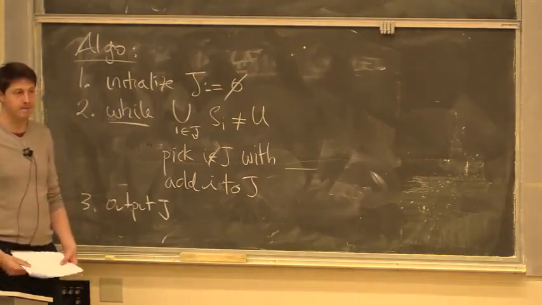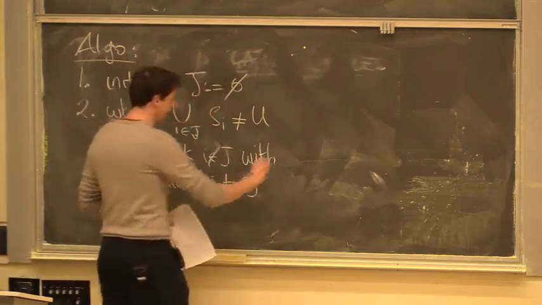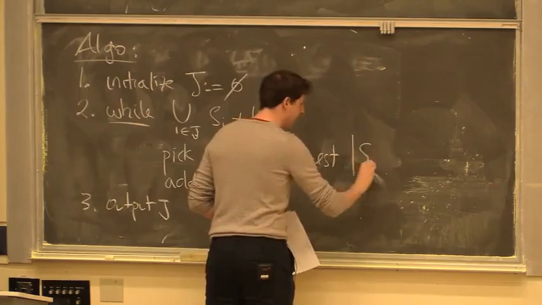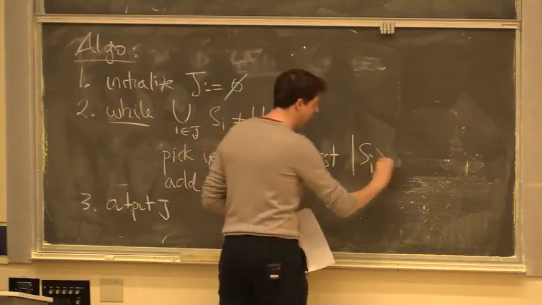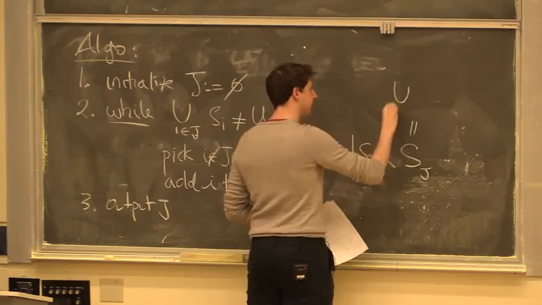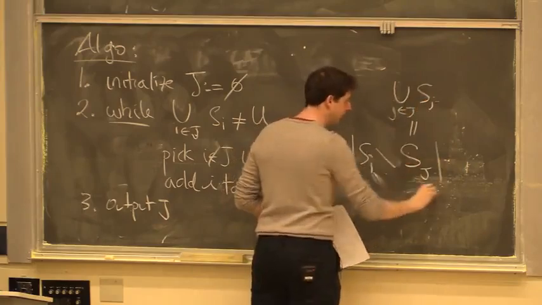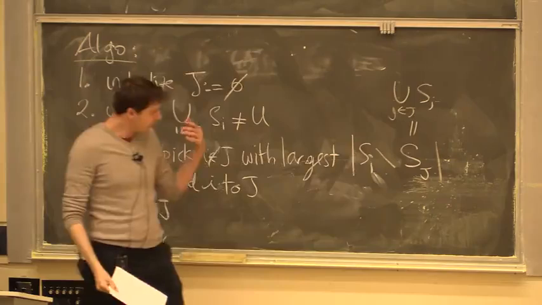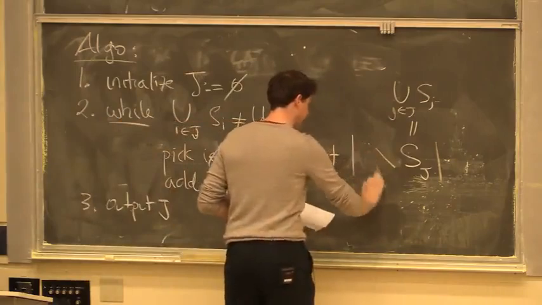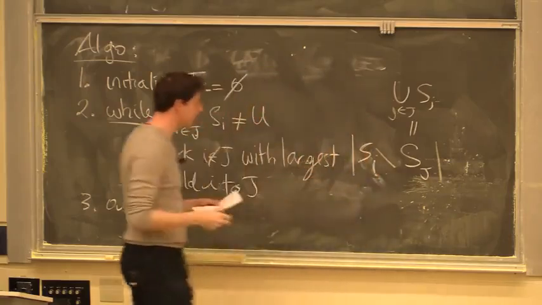Maximize the number of things that we haven't covered yet. Yeah, so you're going to pick an i with the largest what? This is the size of the set difference between Si and the union of the Sj's that we've already chosen. So you just look at the things you haven't covered. No, that's fine.